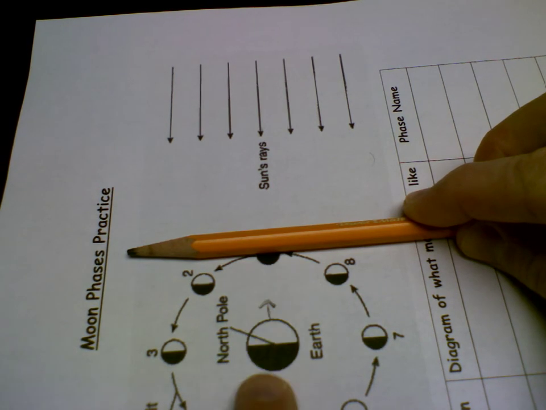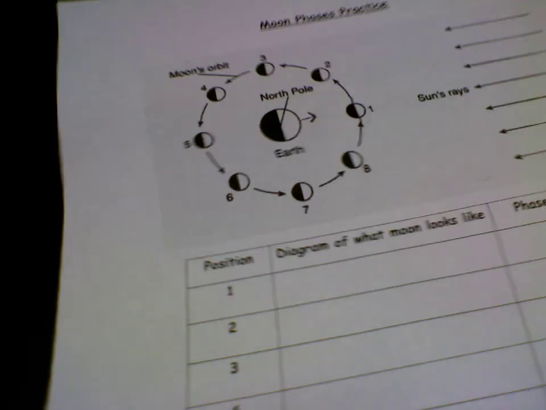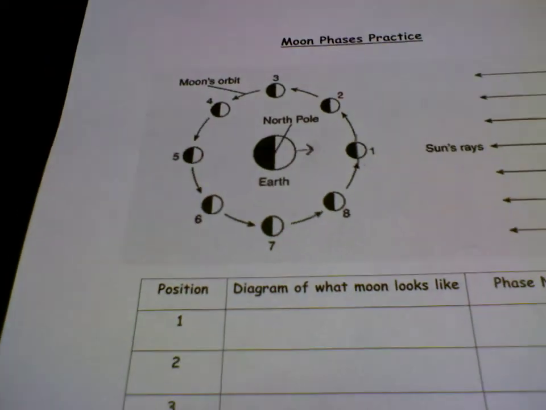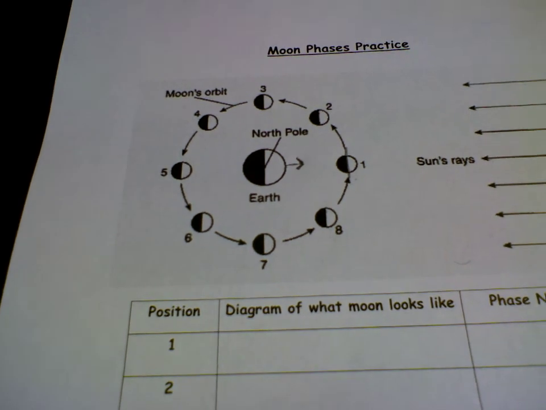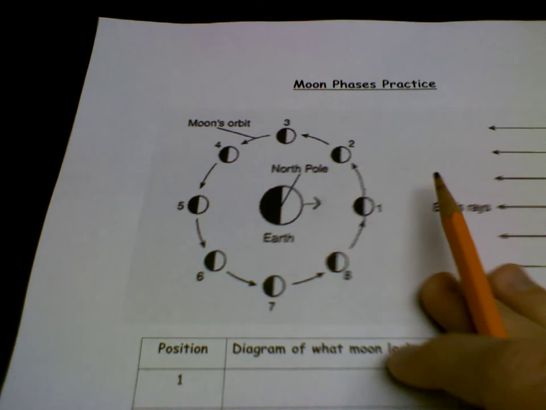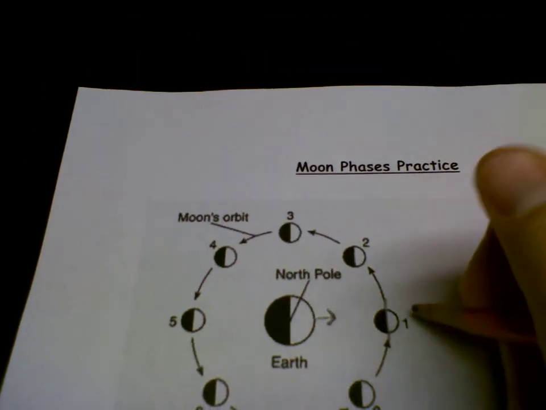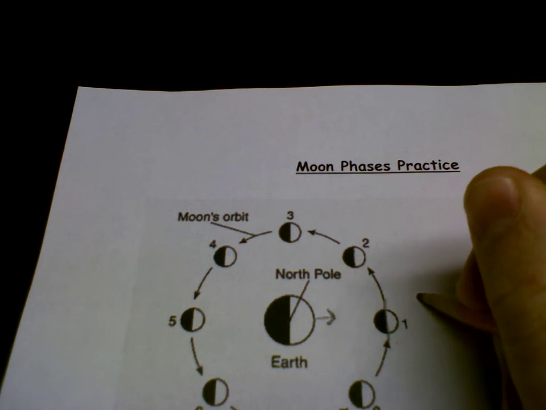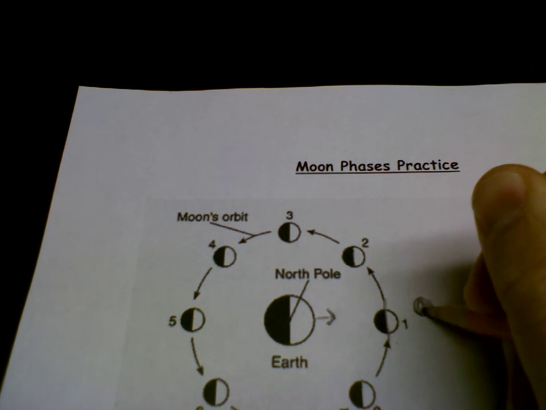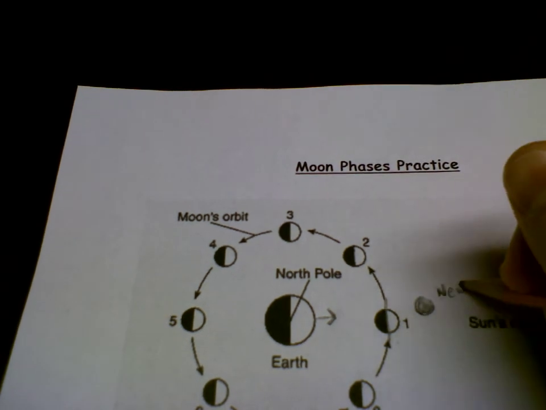And you can see here at position 1, it is completely dark. So with that said, on this chart here, I would mark that this would be a new moon. I'm not doing it on the chart, but position 1 here would be a new moon. That's what it would look like. That's called a new moon.